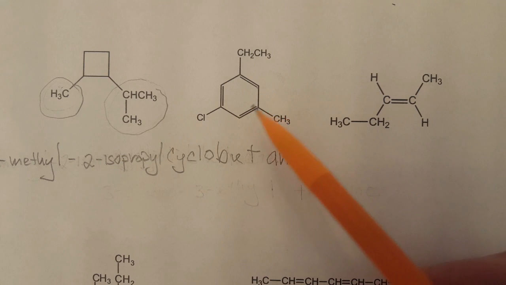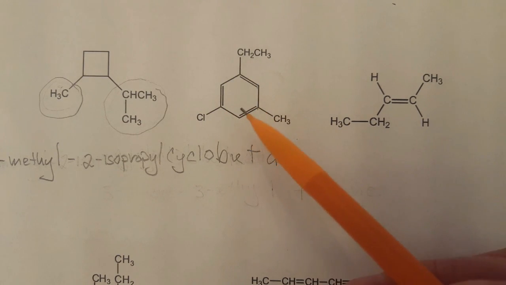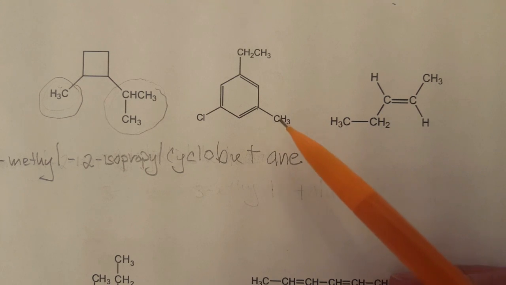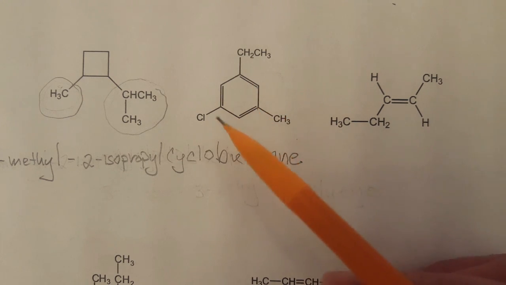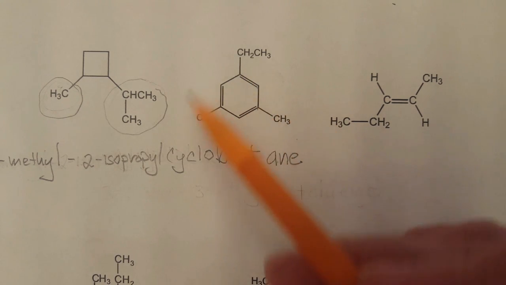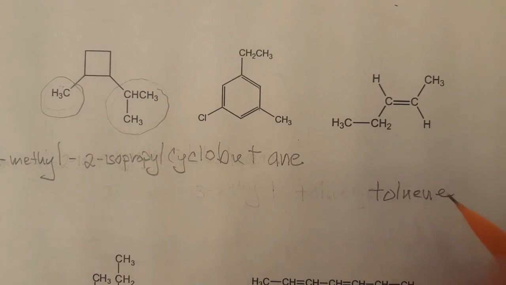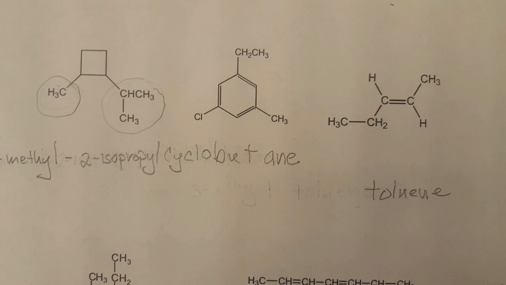Okay, let's try this compound. As you can see, it's aromatic, has a benzene ring in the center. But is it a special aromatic? Does it have that special name? There's a methyl off of it, indicating that, in fact, it does have a special name. And that special name is toluene. So all of this represents toluene. So it's going to end in toluene. Toluene is the parent name.